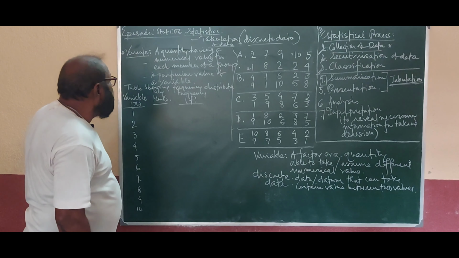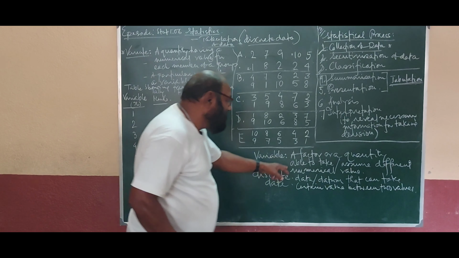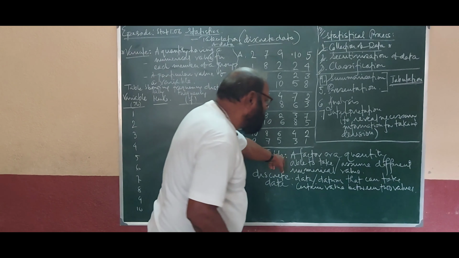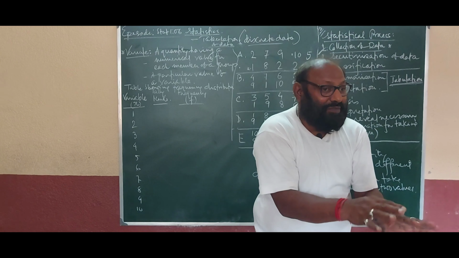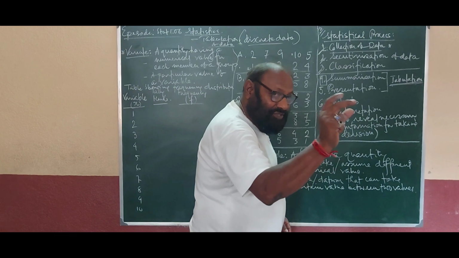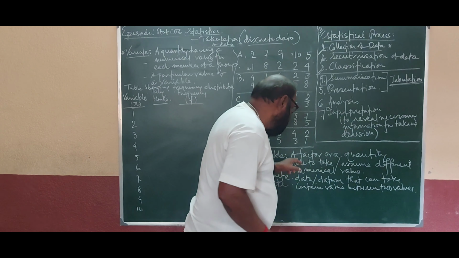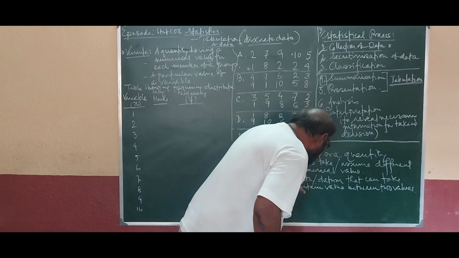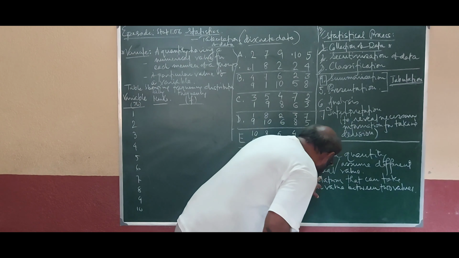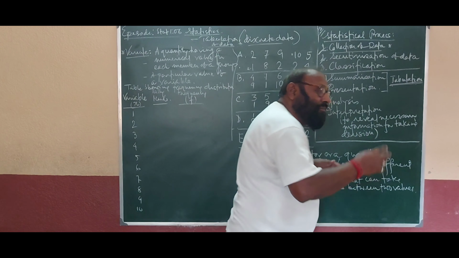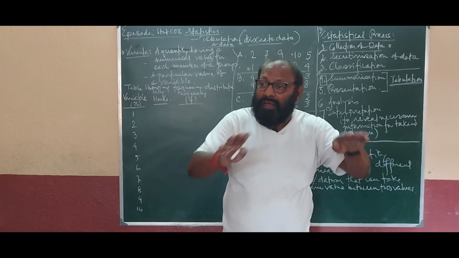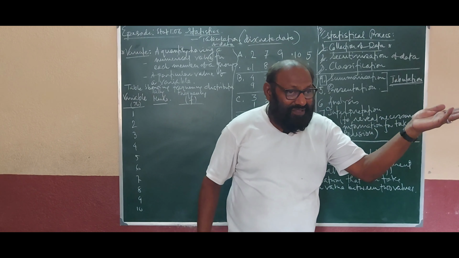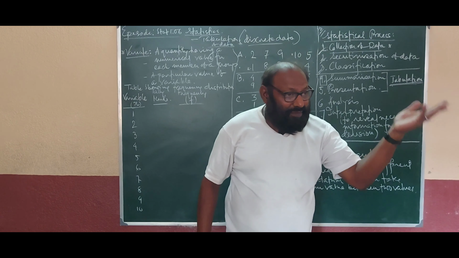So what is a variable? A variable is a factor or a quantity. Quantity means it is not the mass of something weighed. Okay, quantity refers to a particular number. A factor or a quantity able to take or assume different numerical values is known as a variable. Variable, as the name suggests, varies. The value varies. That is variable.